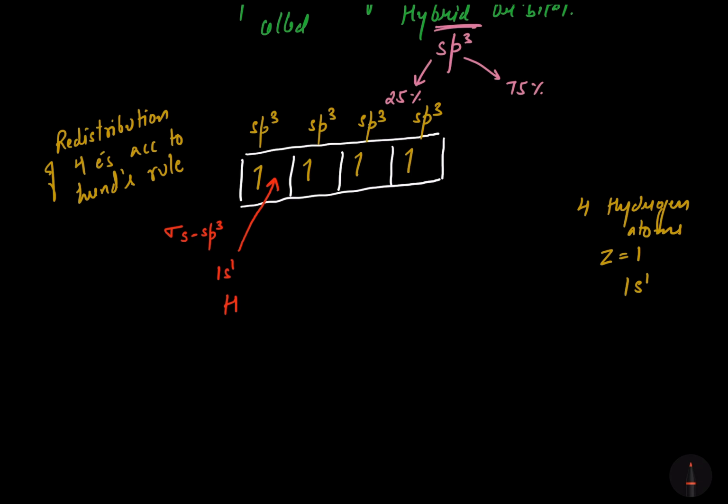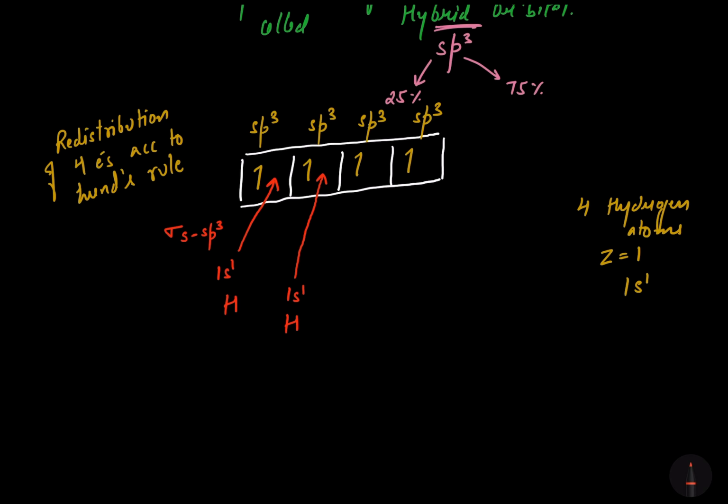Both orbitals, the s of hydrogen and the sp3 of carbon, are having 1 electron each, so now they will easily overlap to form the covalent bond. Now the same thing goes for the second hydrogen. Its configuration is 1s1. The s atomic orbital containing 1 electron of hydrogen will overlap with the sp3 hybrid orbital of carbon containing 1 electron.